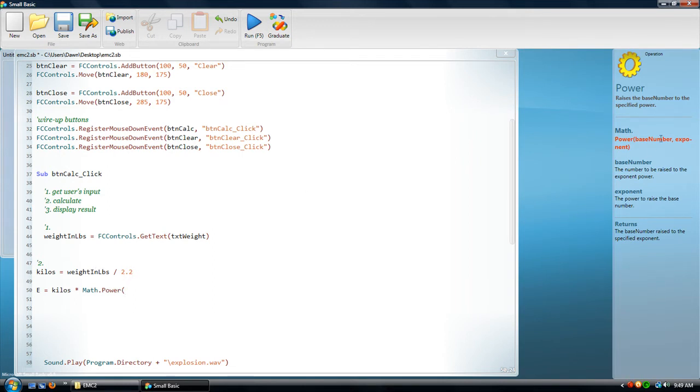And you know that this power method requires two arguments. First, the base, that'll be the 300 million, and then the exponent, which is what you're raising the base to, and that'll be 2 in this case because we're squaring the speed of light. So I'm going to type in 300 million meters per second. So that would be a 3 with 8 zeros.